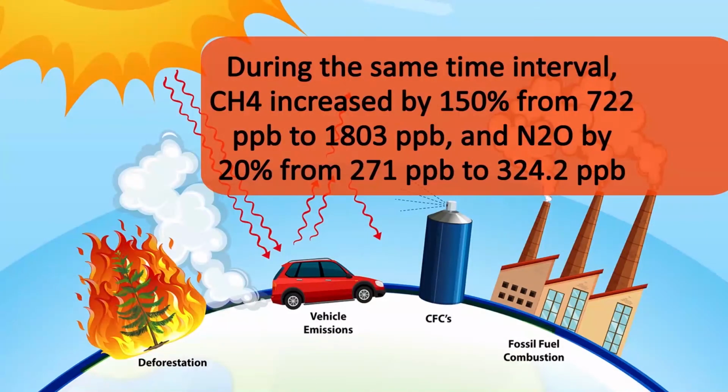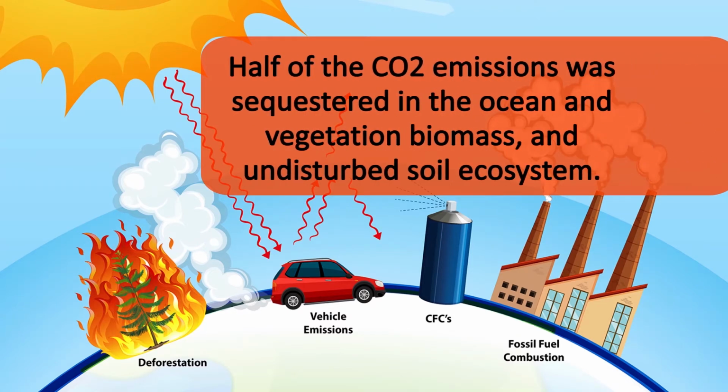Let us see what are the reasons for that. And as regards nitrous oxide, the increase is to the tune of 20%. During the industrial revolution it was around 270 parts per billion. Now it has crossed 320 parts per billion. So half of the carbon dioxide emission was sequestered.